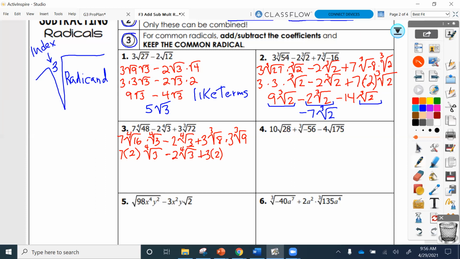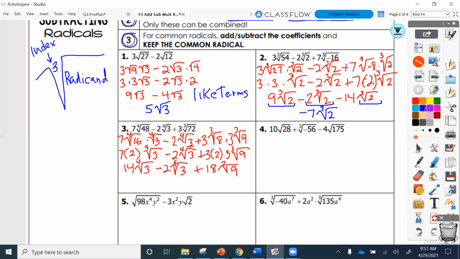I want to make sure, let's see, yeah, that's right, okay. So this would be 3 times 2 times 3 cube root of 9. All right, so 7 times 2 is 14 of these things called the fourth root of 3, minus 2 more of these things called the fourth root of 3, plus 3 times 2 is 6, and 6 times 3 is 18 of these things called cube root of 9.